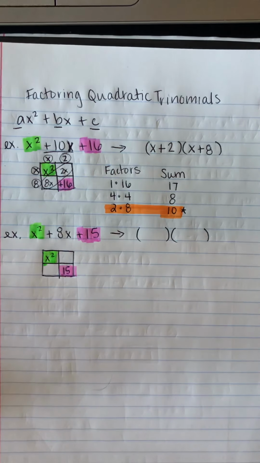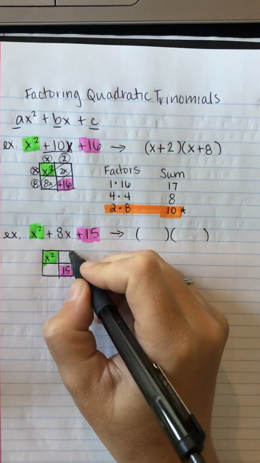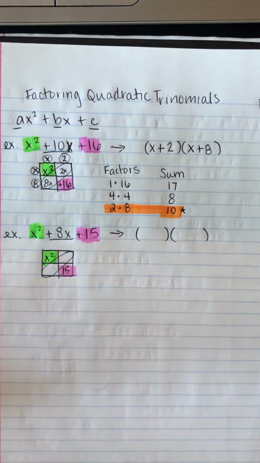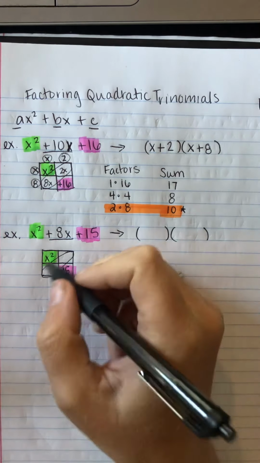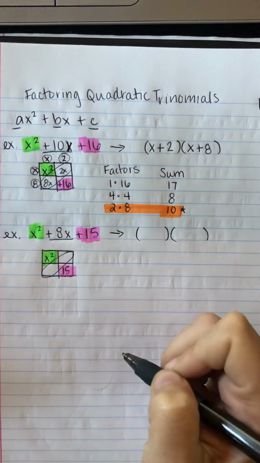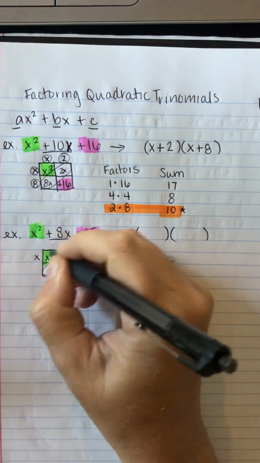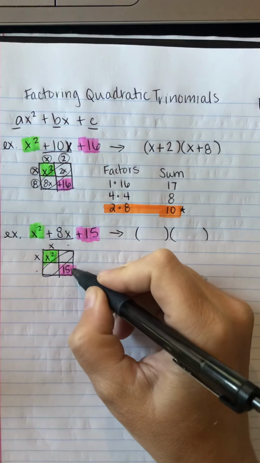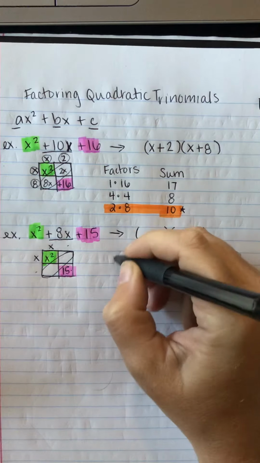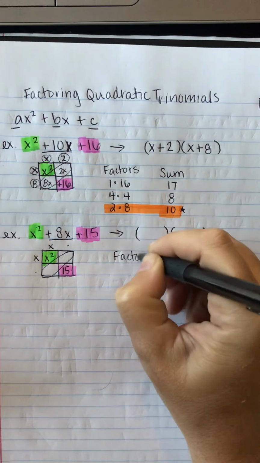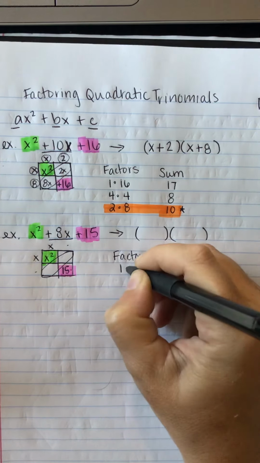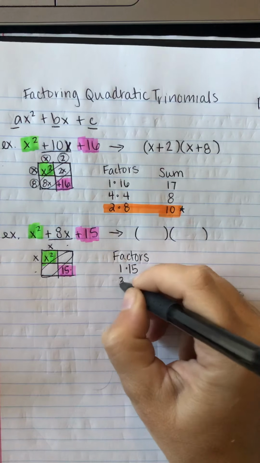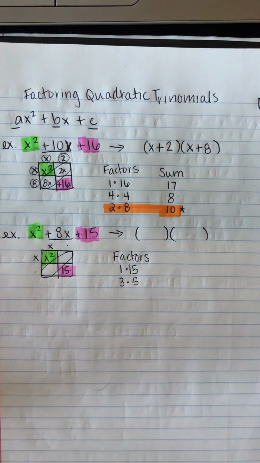That we know, okay? Now we know that these two middle boxes, these two diagonal boxes, have to add together to give us 8. All right? So what times what is going to give us x squared? Well, we can go ahead and fill that in. That's x times x. And what times what is going to give us 15? So again, we need to write some factors out. 1 times 15 will give us 15, and also 3 times 5 will give us 15.